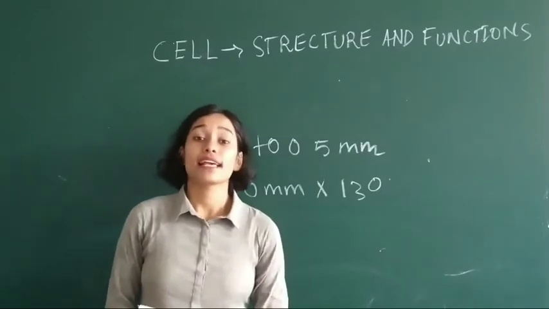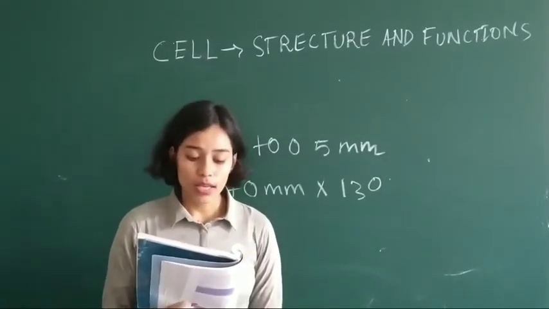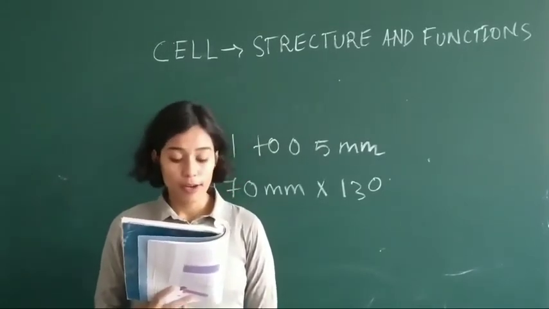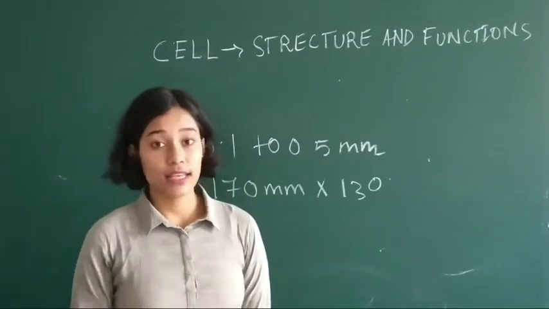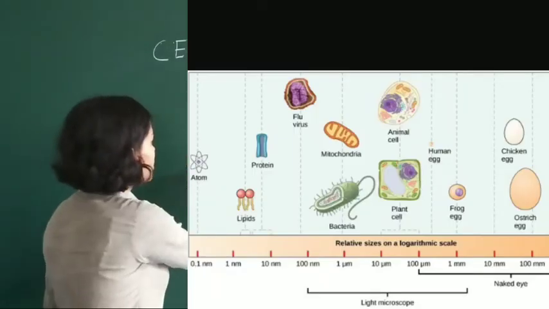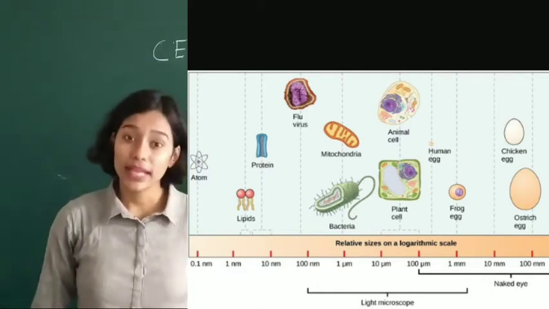Now you see about the size of a cell. The size of a cell in a living organism may be as small as a millionth of a meter, that is micrometer, or maybe as large as a few centimeters. The smallest cell is from 0.1 micrometer to 0.5 micrometer. It is found in bacteria.